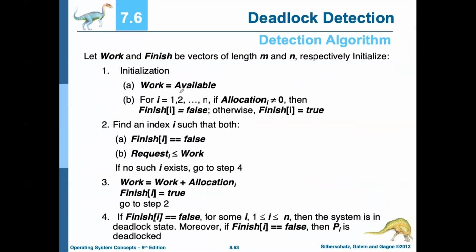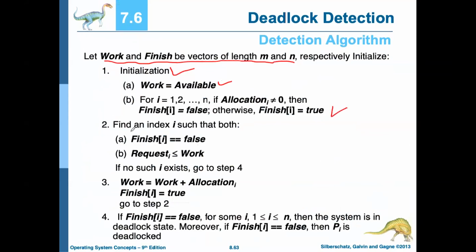So now the detection algorithm. Let work and finish be vectors of length m and n respectively. Initialization first: work equals available. For i equals 1, 2, up to n, if allocation[i] is not equal to 0, then finish[i] equals false. Otherwise, true.